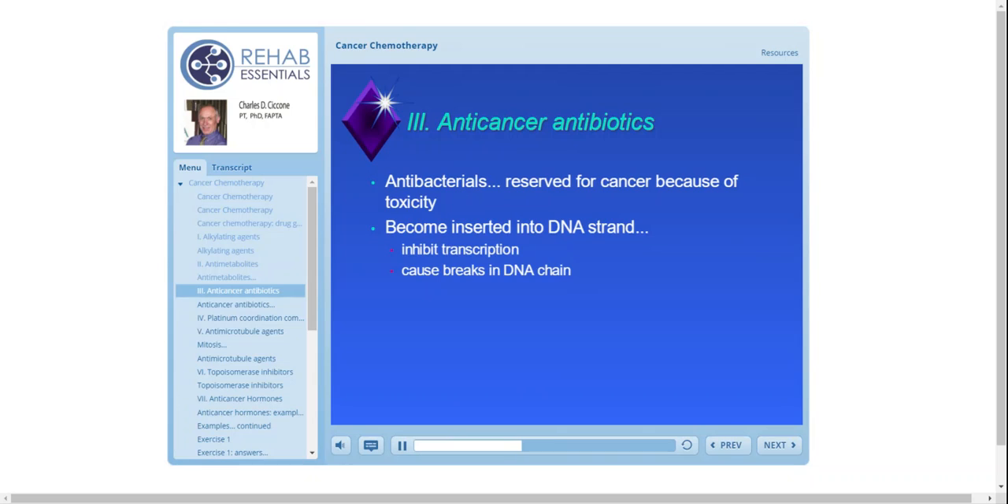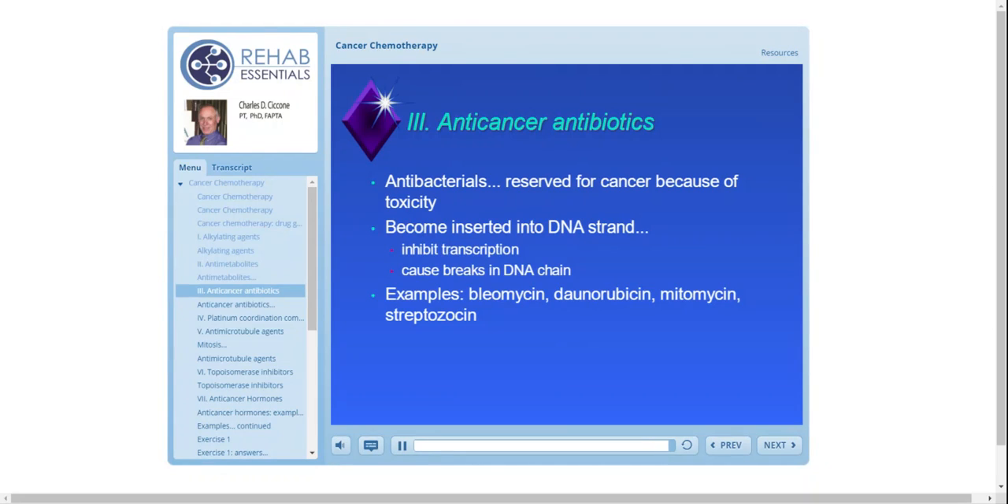They also become inserted into the DNA strand. They don't use the alkyl reaction that we saw in our first group, but they insert themselves very specifically into very particular places in the DNA molecule to again inhibit transcription, or even more likely just cause the DNA to break at that point. And you can see the names, bleomycin, daunorubicin, they sound like antibiotics. They have a mycin or rubicin or streptozocin. So if you see these names in a cancer regimen, you're probably talking about one of these drugs.